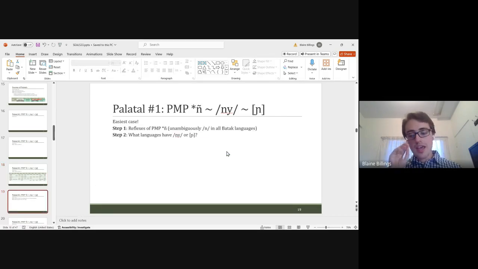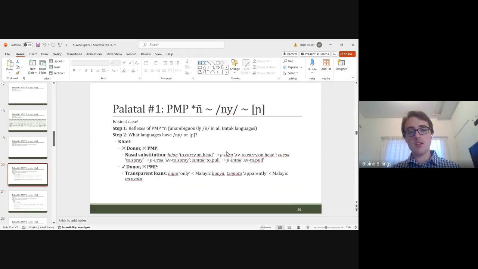Okay, step two is see if there are still other palatal nasals in the Batak languages. So these would be ones that weren't inherited, but that have been innovated. So those that have no donor and no PMP, we can see some include, and this is just simple nasal substitution. And this is probably a borrowed innovation from nearby Malaic languages, where you have the palatal affricates or the alveolar fricative. Whenever you affix the nasal substitution prefix, these become a palatal nasal.